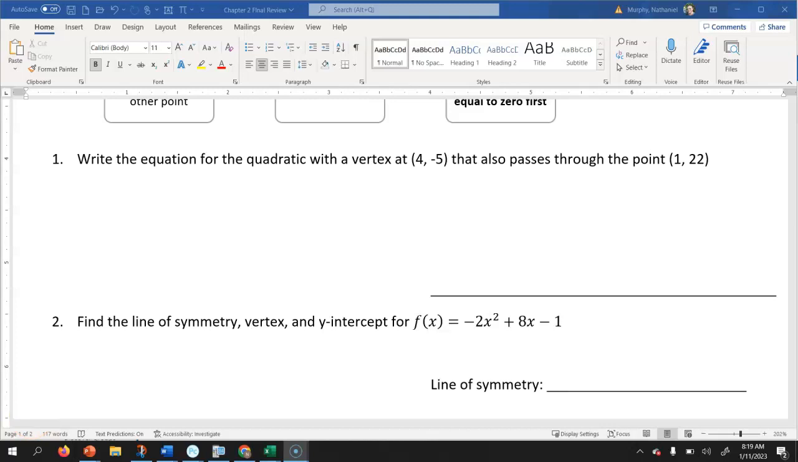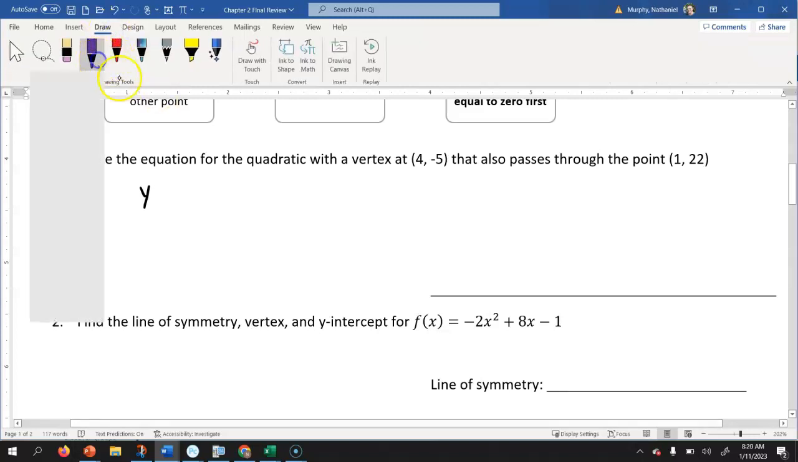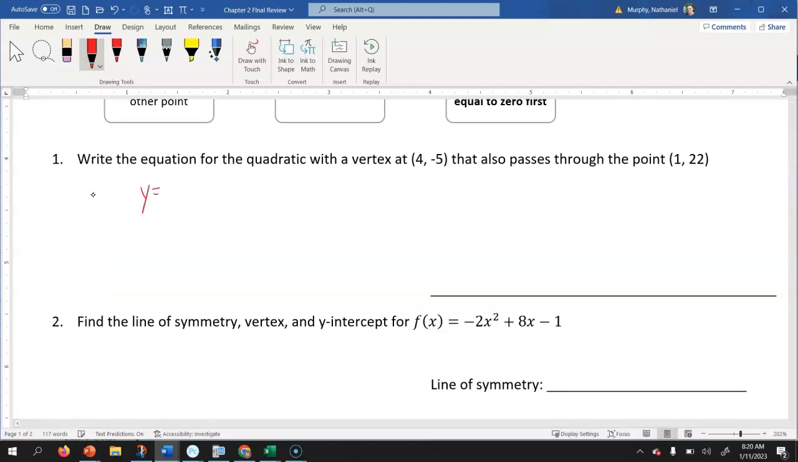All right, for number one, we are asked to find the equation for a quadratic, and they give us the vertex and a point that it passes through. So the first step is we're going to use the vertex form of an equation. So we're going to use y equals a times x minus h quantity squared plus k.